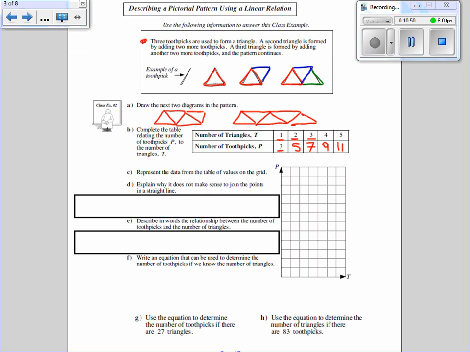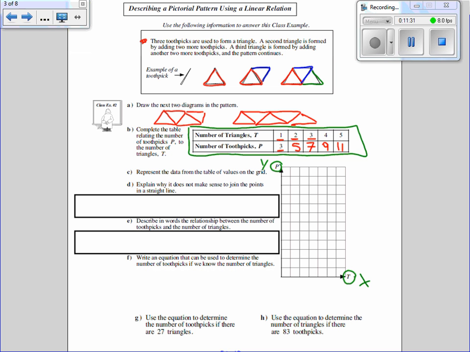Part C, represent the data from the table of values on the grid. What we just created in part B is called a table of values. They want you to take that table of values and put it onto your grid. And notice that they labeled P and T instead of X and Y. That's quite common that they'll use different letters to represent X and Y, but they still mean the same thing.